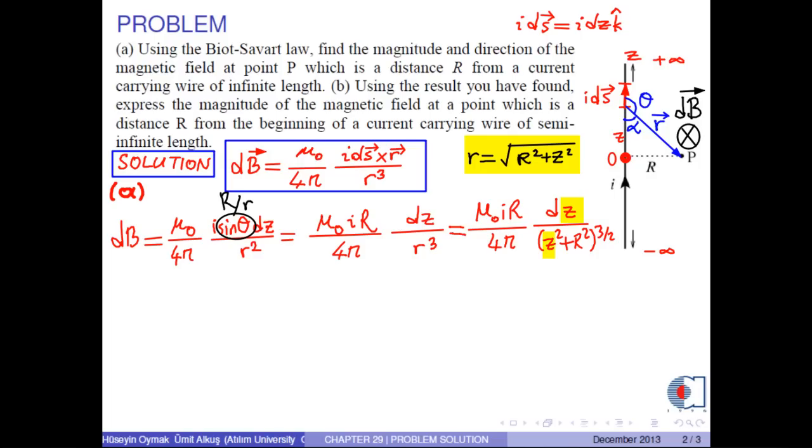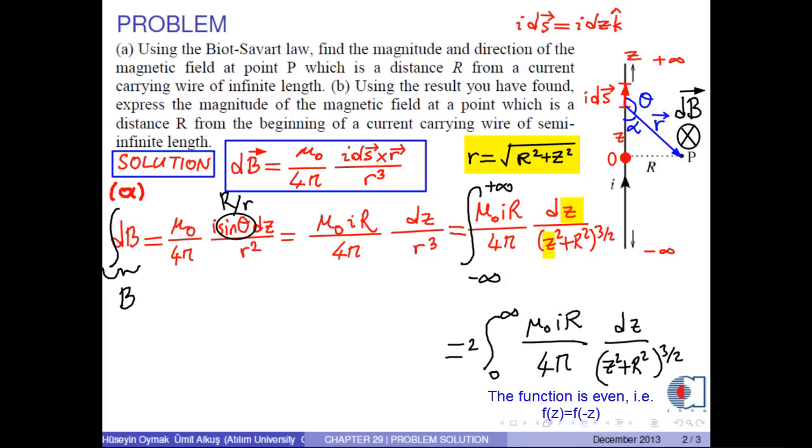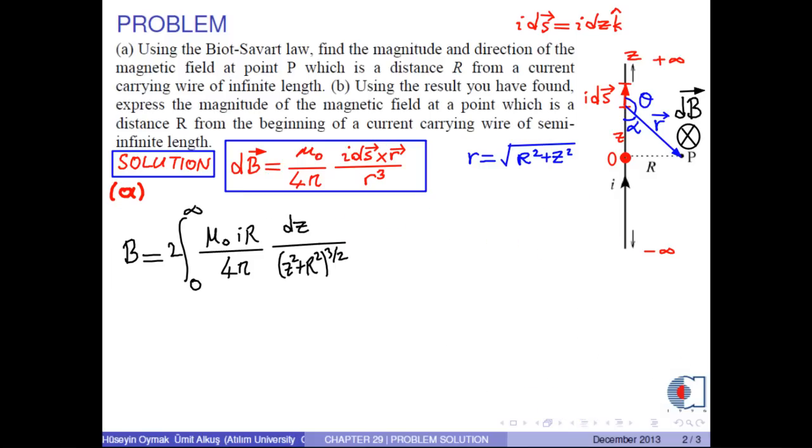The right-hand side is over z. If we take the integral of both sides, the left-hand side is just B. The integral limits on the right-hand side are negative infinity and plus infinity. Or simply we can write 2 times the integral from 0 to infinity of mu0 times I times R over 4 pi times dz over (z squared plus R squared) to the power 3 over 2. 4 is simplified by 2.